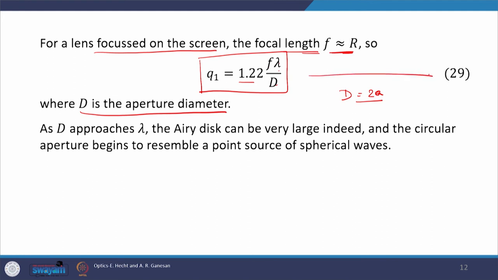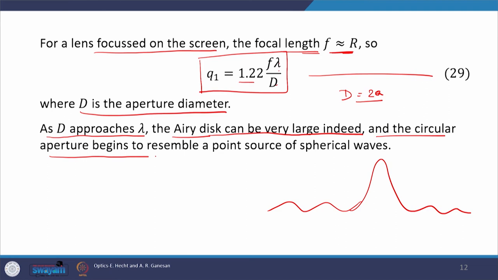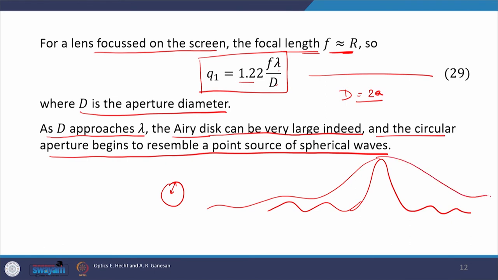Now, from equation number 29, what we can see is that as D approaches lambda, the Airy disk, this pattern which we saw in the last slide, can be very large indeed, and the circular aperture begins to resemble a point source of a spherical wave. Because if you reduce the radius, then the pattern will broaden. You will have this type of pattern for larger D or larger A, and with a further reduction there would be more broadening. When the size of the circle is reduced to a point, spherical waves now get generated. You will see spherical waves coming out of this point source.